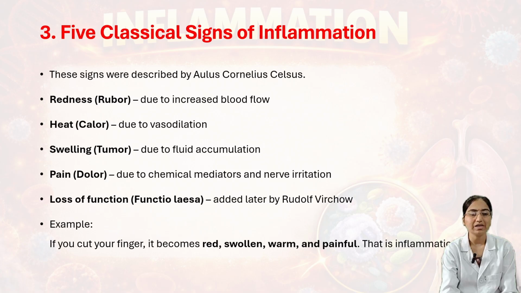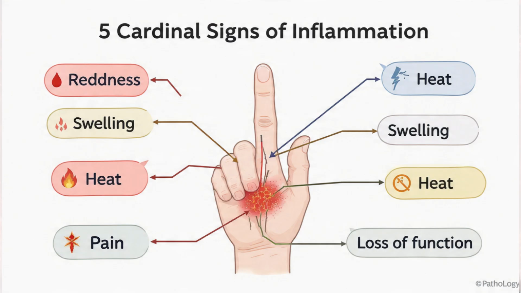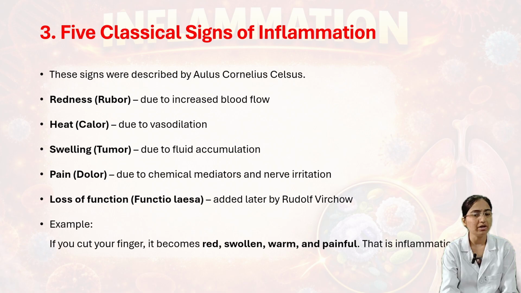Next we'll see the classical signs of inflammation. Here five are there, very important. In this topic, the classical signs of inflammation are very important. These signs were described by Aulus Cornelius Celsus.